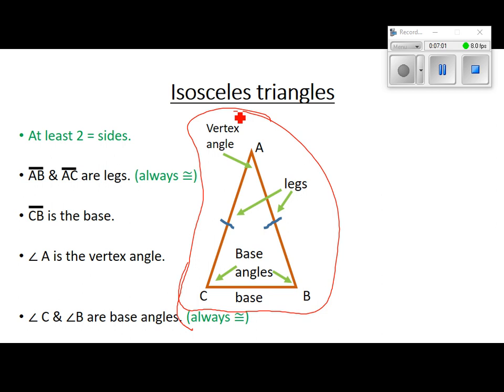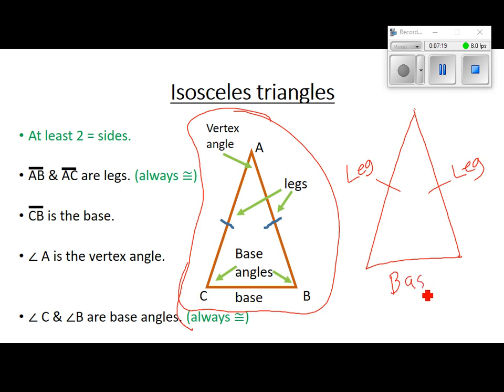An isosceles triangle. If I tell you a triangle is isosceles, first thing you're going to know is it always has two congruent sides, and those two congruent sides are called legs. The third side, that's not one of the two congruent sides, is called the base. The base does not always have to be on the bottom. I drew it on the bottom this time, but it doesn't always have to be there. So you have two legs and a base.